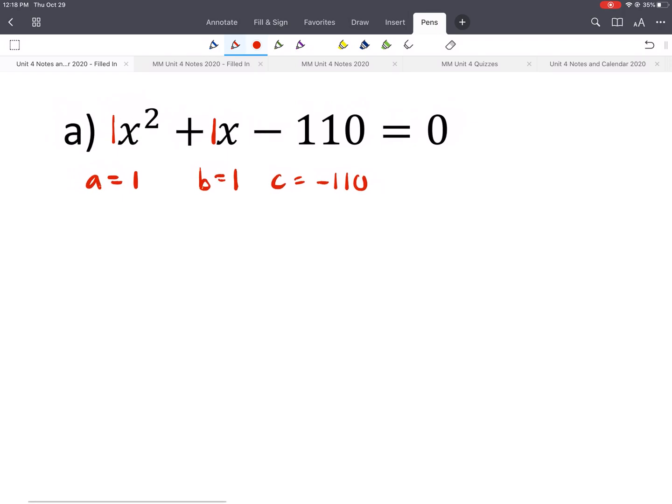So now we'll plug everything in. Again, it's x equals negative b, so negative 1, plus or minus the square root of b squared, well that's 1 squared, minus 4ac.